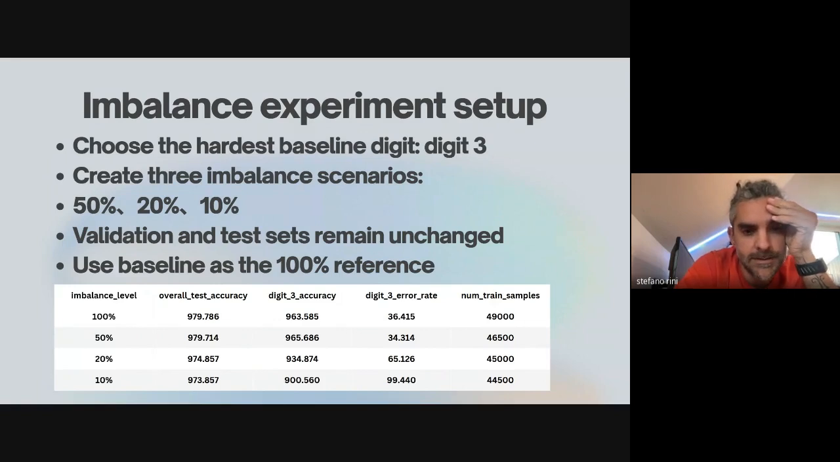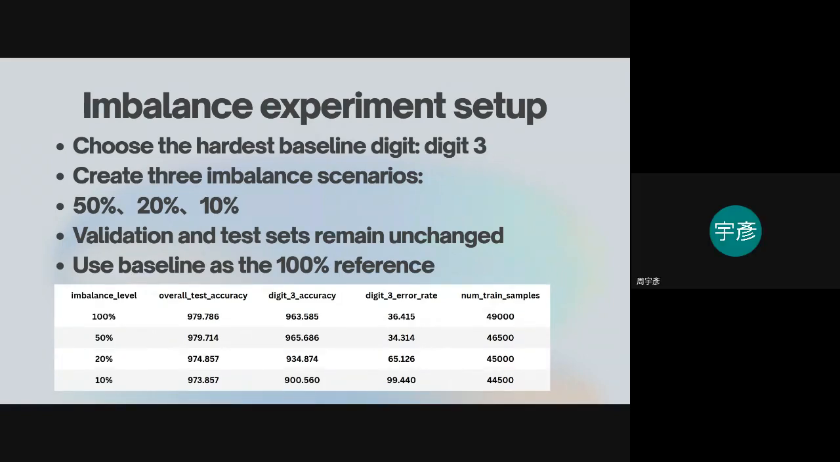Go ahead. The table below summarizes the overall test accuracy, digit 3 accuracy, digit 3 error rate, and the number of training samples under each imbalance level. Now I will show how the accuracy changes as the training data for digit 3 decreases. Next page.